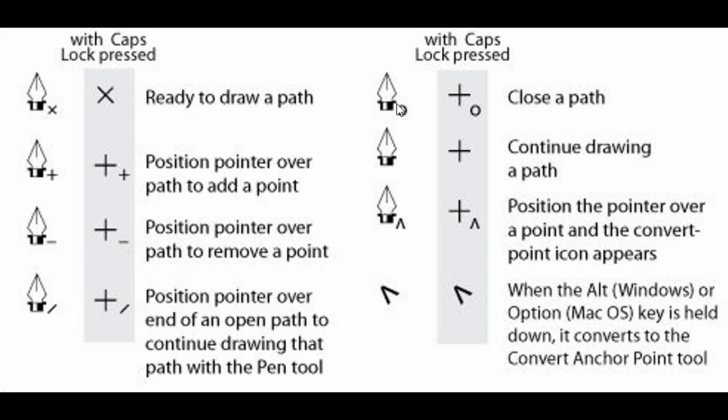Next, this cursor is used for closing a path. If you want to continue drawing a path, this cursor will be used. Position the pointer over a point and the convert point icon appears. If you see this icon, that means the convert point icon will appear. And this is on Windows the Alt key, on Mac the Option key. When it is held down, it converts to the Convert Anchor Point tool.